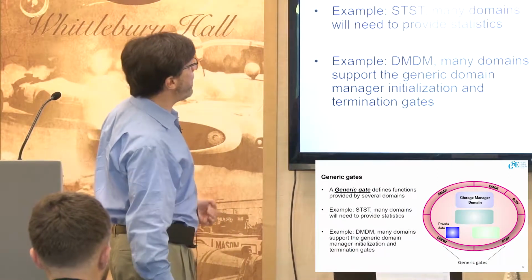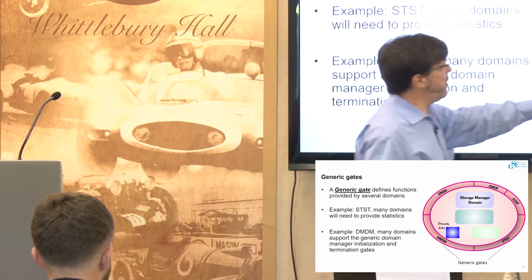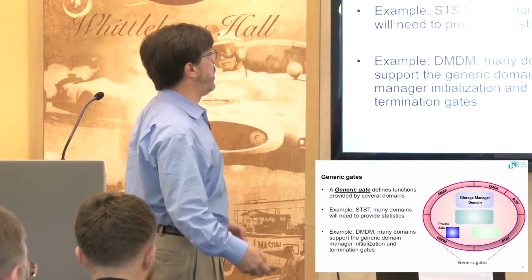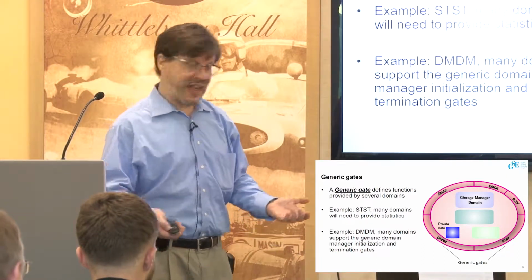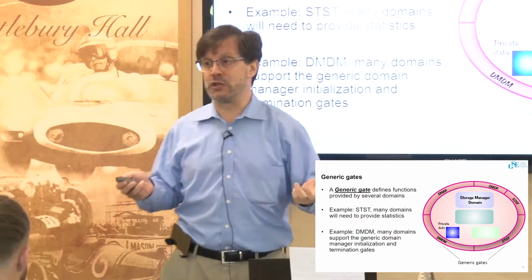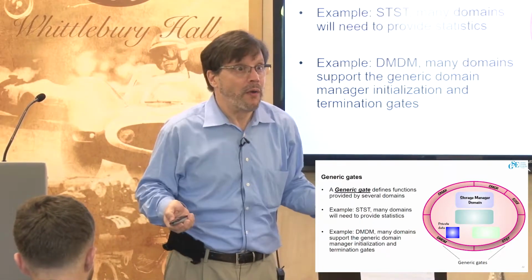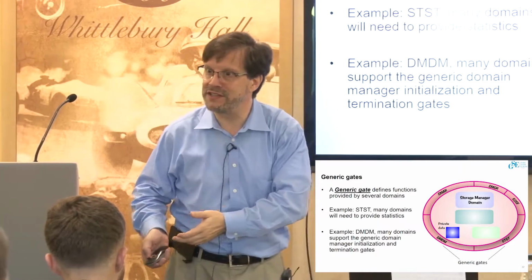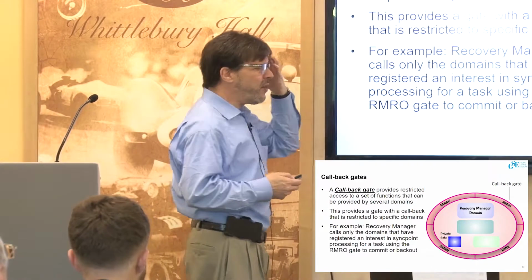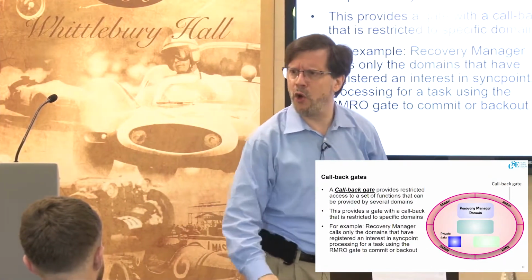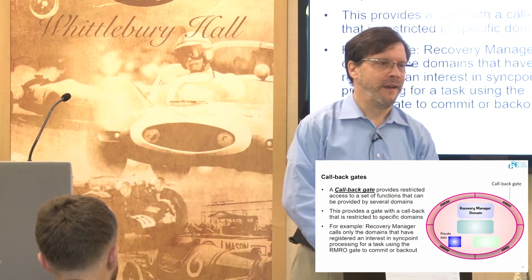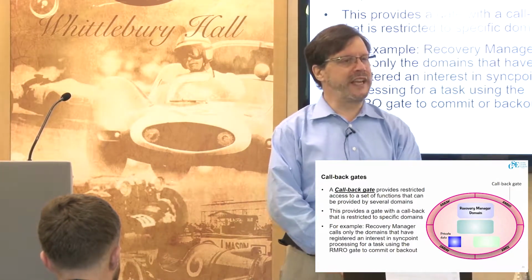What about a generic gate? Well, we mentioned a few of them. We talked about DMDM, we talked about STST. They're generic gates because they provide function to many domains. It's actually owned by the statistics domain as a gate. But interestingly enough, the statistics domain doesn't write any programs for it. Everybody else writes a program that wants to participate in that function, okay? So, again, I mentioned these examples a little earlier. There is one other twisted thing called a callback or a reciprocal gate. There are only a couple of examples of them, but it's a really interesting concept.